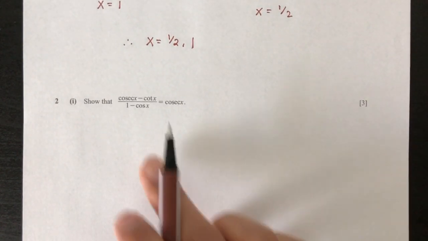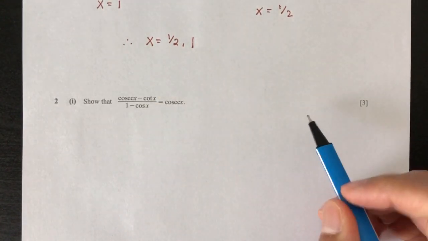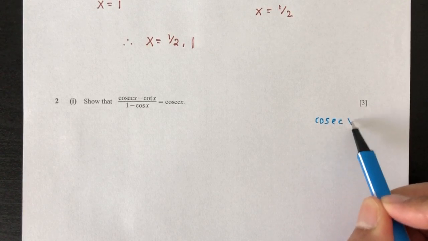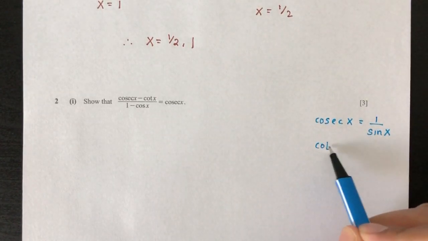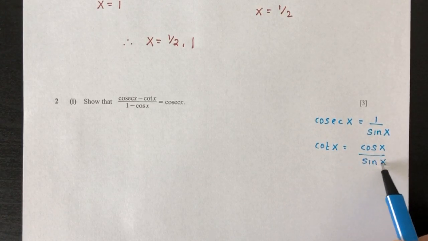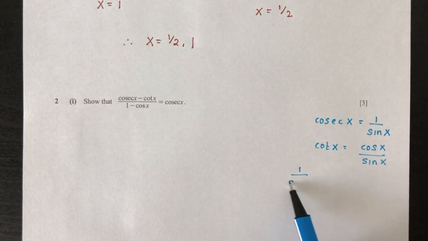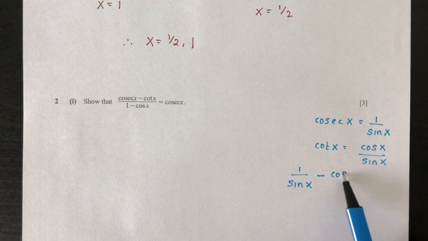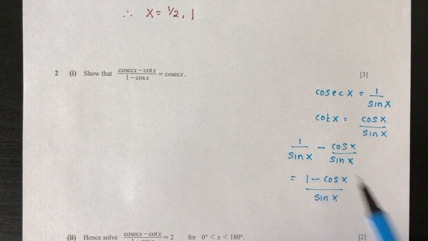Now question number 2, we have to show this side becomes this side. So first thing we can do is simplify the top. So what is cosec? Cosec x is just 1 over sine. And what is cot? Cot x is cos x over sin x. Now what is cosec minus cot? So cosec is 1 over sin x minus cos x over sin x. So that simplifies to 1 minus cos x over sin x, because they have the same base, right?